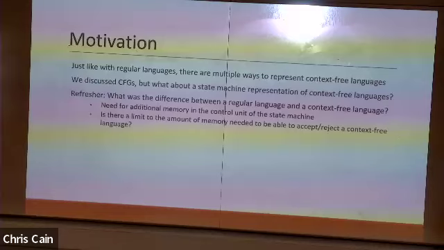Here's a question. Is there a limit to the amount of memory needed to be able to accept or reject a context-free language? Do we place any restrictions on things like the number of productions in a grammar, or the number of times you can visit a particular production within a grammar, or anything else of the sort? We have infinite strings of arbitrary lengths. So we cannot limit the amount of storage we have for a stack.